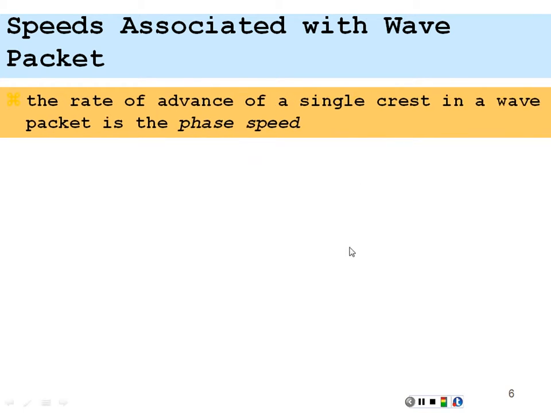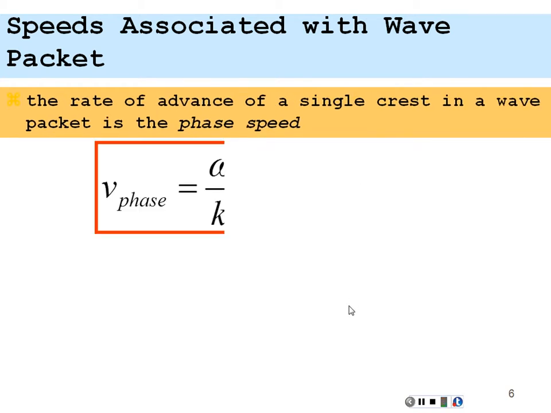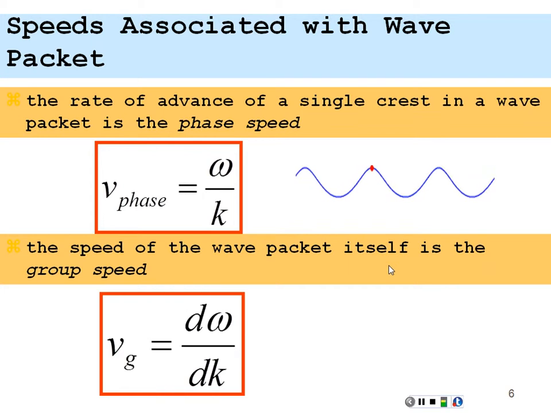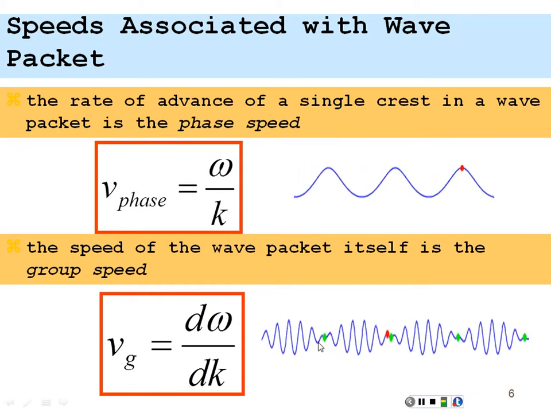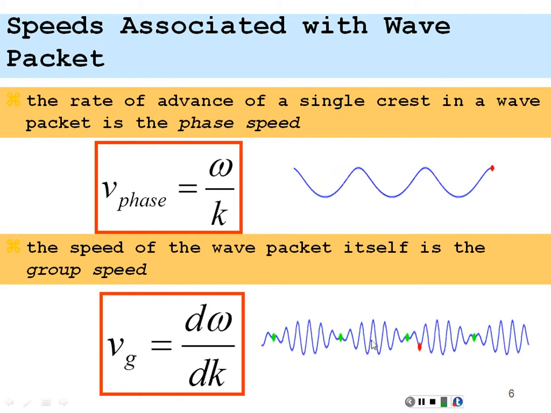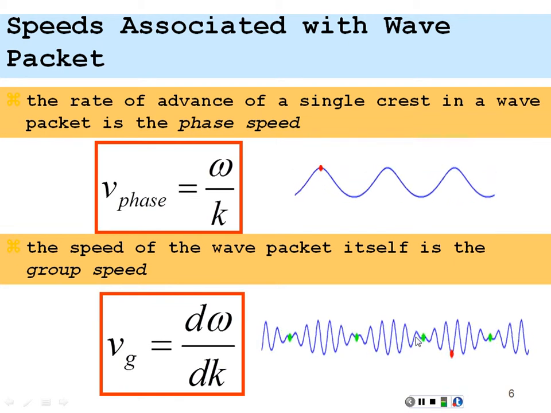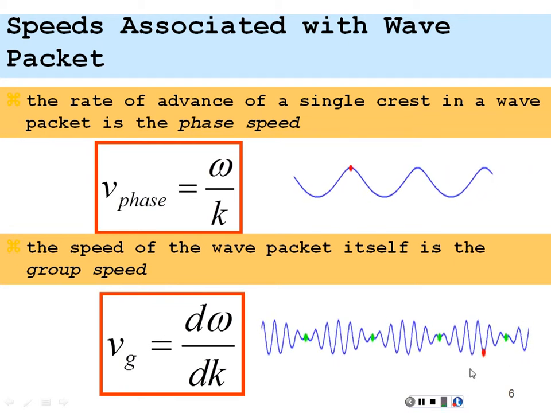Well, the rate of advance of a single crest in a wave packet is what we call the phase speed. The phase speed is equal to the angular frequency, omega, over the angular wave number, k. And it's strictly associated with one single crest moving along, even within the wave packet itself. While the group speed is the change in the angular frequency with respect to the angular wave number. And as we're looking at it here, it will be represented by the green dots here. So that is the group speed of the wave packet as the wave packet is moving along, the red dot being the phase speed.